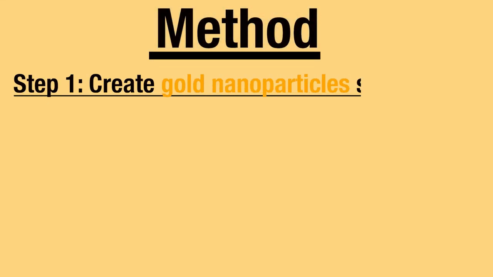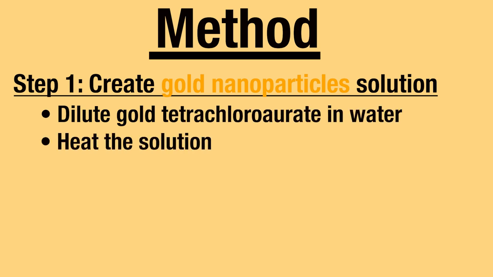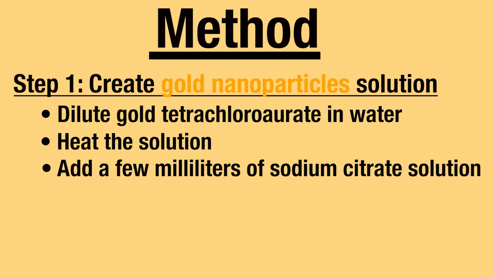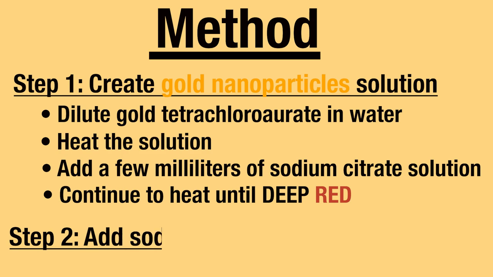To create the gold nanoparticles, we diluted gold tetrachloroaurate in water and heated the solution. We then mixed a few milliliters of sodium citrate solution and continued heating until the solution turned a deep red color. If we can increase the size of the nanoparticles, then the nanoparticles will absorb higher wavelengths of light and change color. We can do this by adding a salt solution to the nanoparticles.